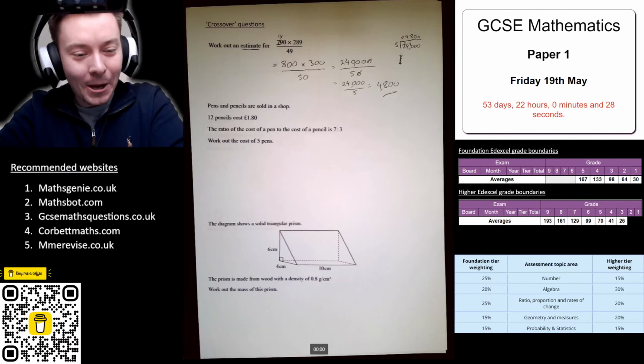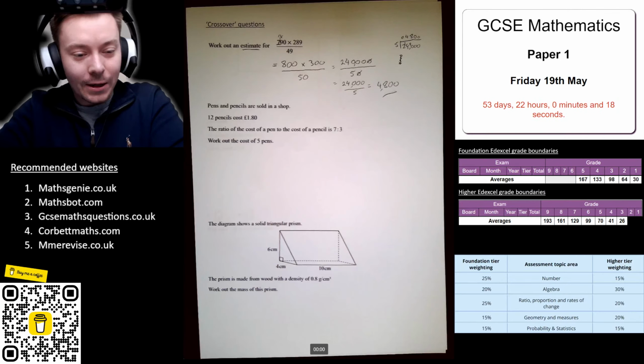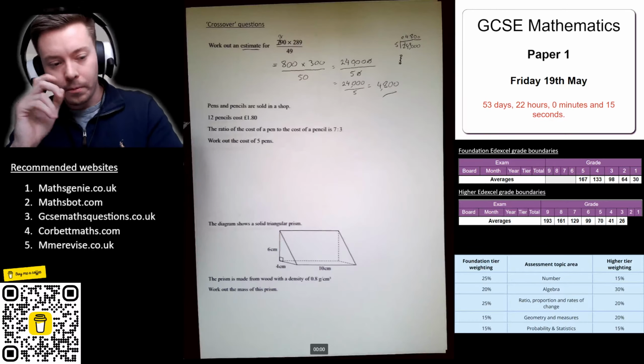Pens and pencils are sold in a shop. 12 pencils cost £1.80. Okay, just done it there again. 12 pencils cost £1.80. What I will probably want to do is work out one pencil straight away.